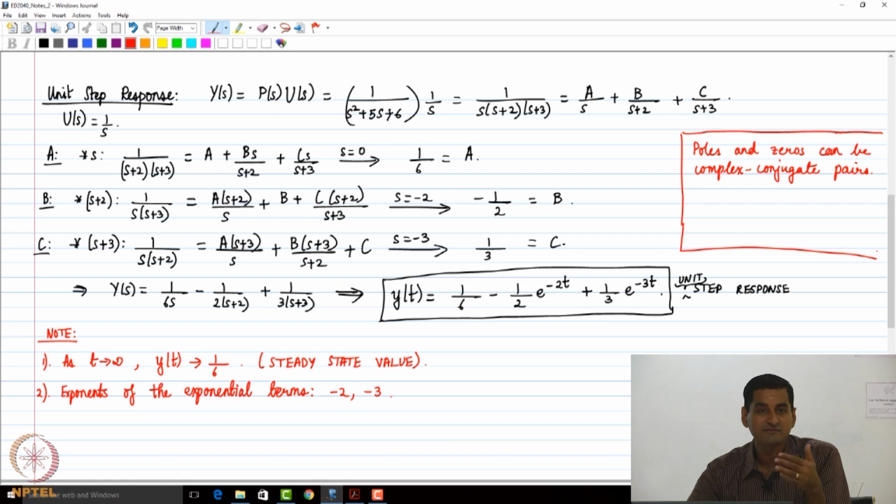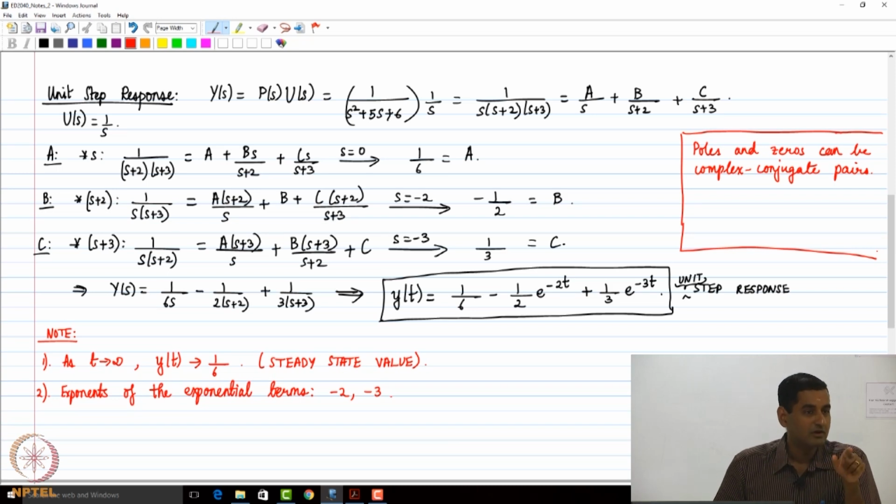Because we are dealing with dynamic systems where the governing ordinary differential equation has real numbers as coefficients in the ODE. So consequently, when you take the Laplace transform, you will get a polynomial in s, but the coefficients of the polynomial are real. So once you have a real polynomial, you could have a complex root, but the conjugate must also be a root. So in general, poles and zeros can be real, they can also be complex, but if they happen to be complex, the conjugate must also be a pole or a zero. That is very important.